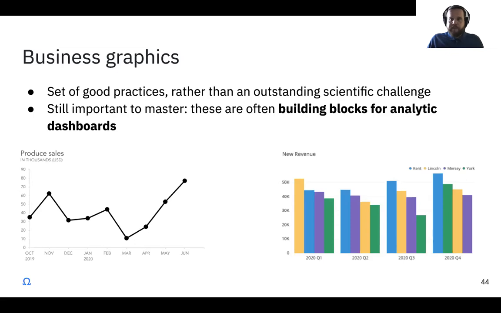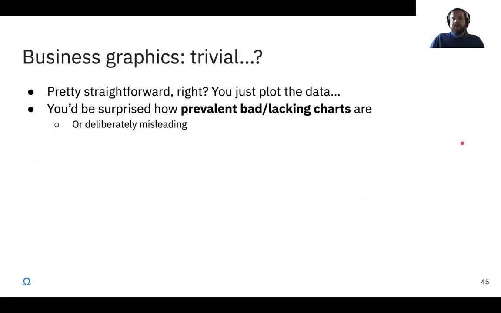The reason why we talk about them is that they are still very important to master, because they are often building blocks for analytic dashboards. So it's still very important to know what's up. But I mean, you might raise the question, okay, but it's kind of trivial, right? So you just plot the data. You take your data, you plot them in Excel or in your favorite spreadsheet tool. What's the big deal, right?